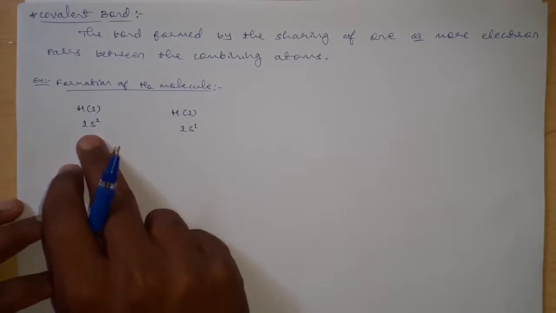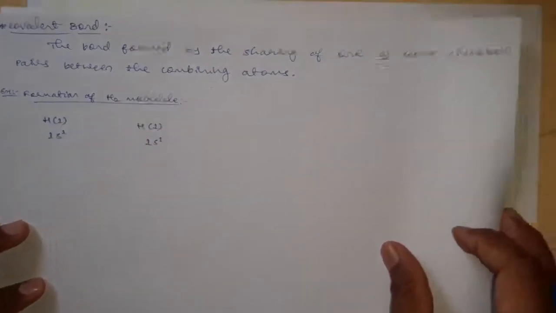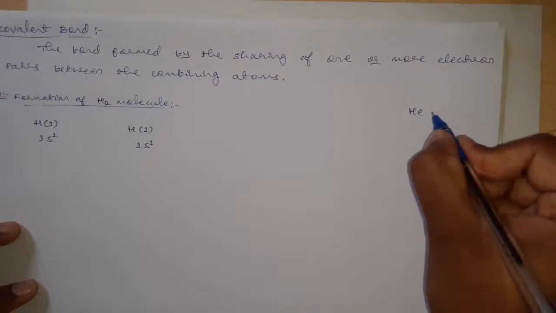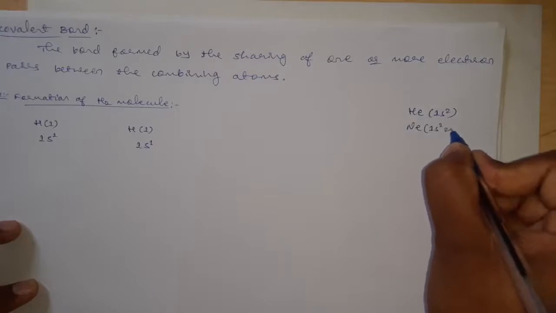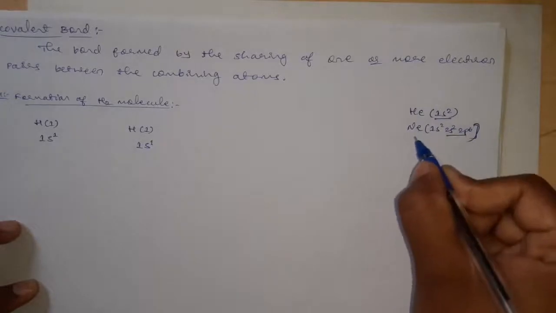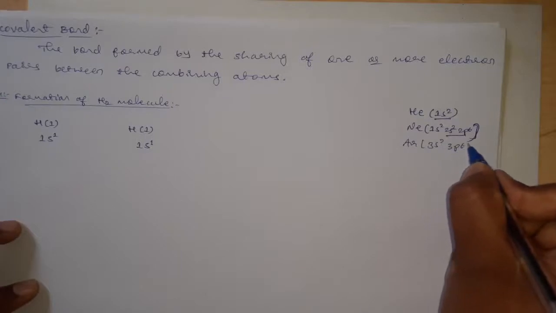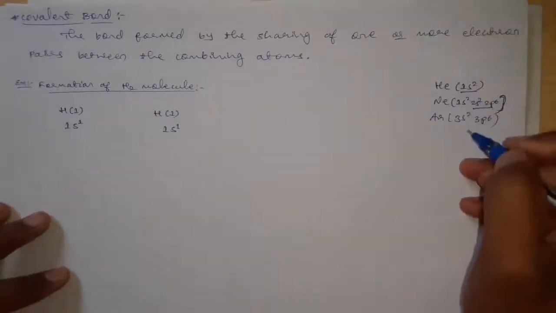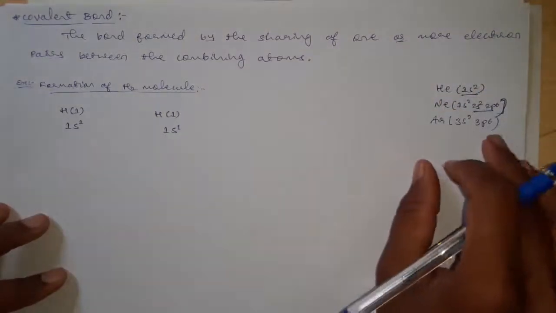We know that atoms which have the nearest noble gas electronic configuration are more stable. Take for example helium, which has 1s2, neon, which has 1s2 2s2 2p6, or considering only the valence electronic configuration, argon, which has 3s2 3p6. These are called stable elements, and atoms which have these types of electronic configurations are also said to be stable.